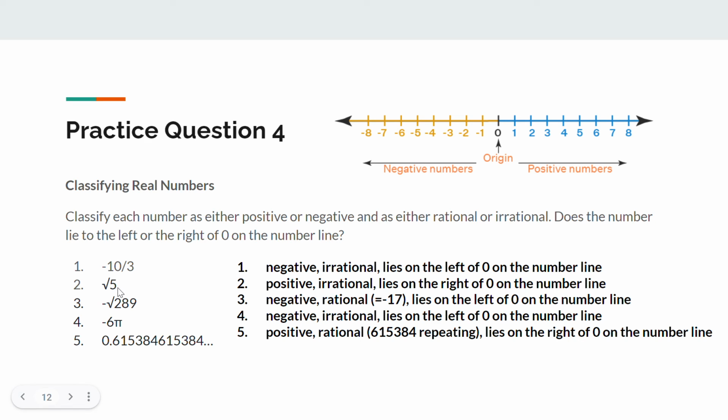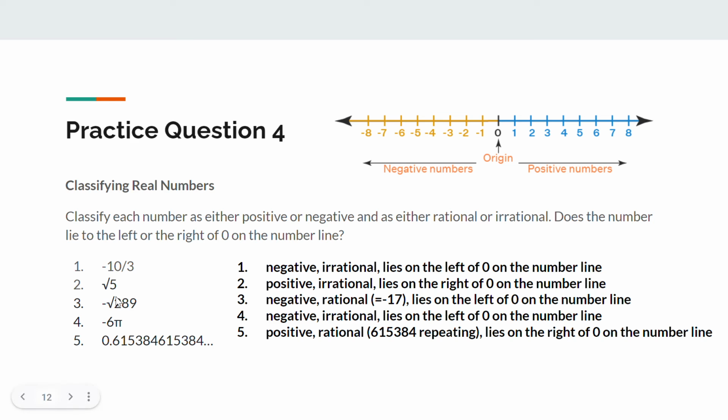And this one is positive, and it's also irrational, and it lies on the right side of 0 on the number line since it's positive. Although it didn't put the positive sign in front of the number, you have to know that it's positive because there is a negative sign in front of that. So that's how you identify where it should be located on the number line.